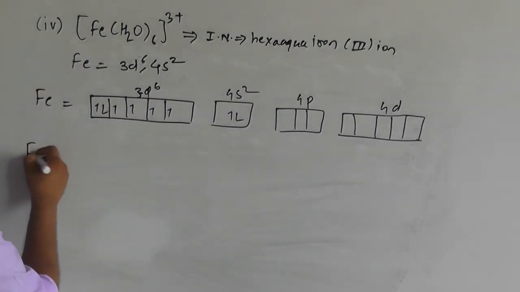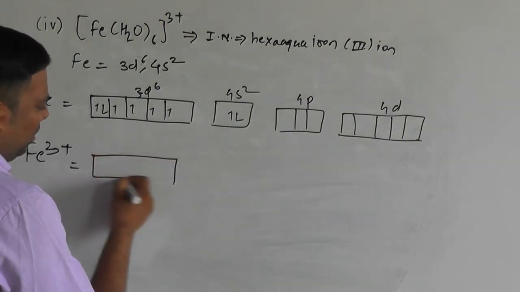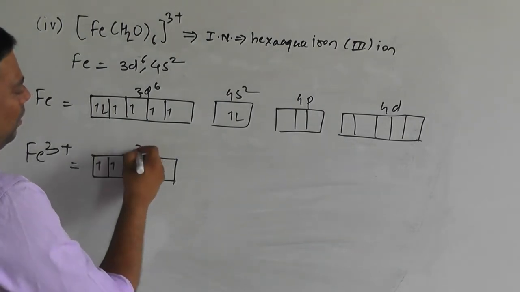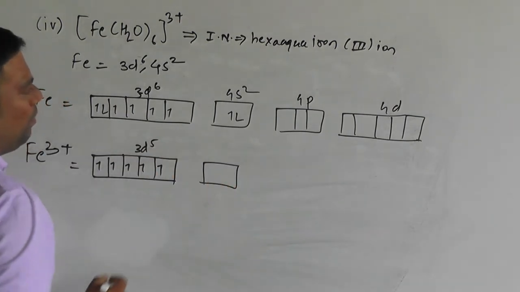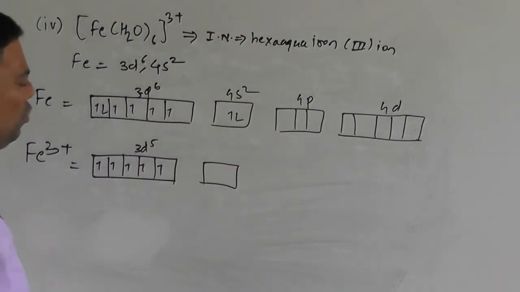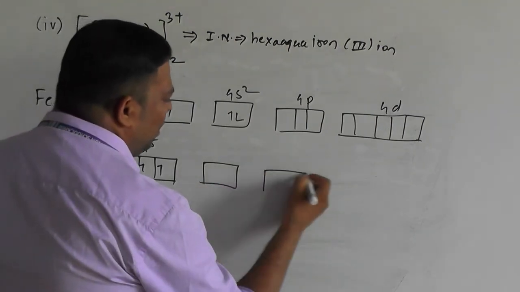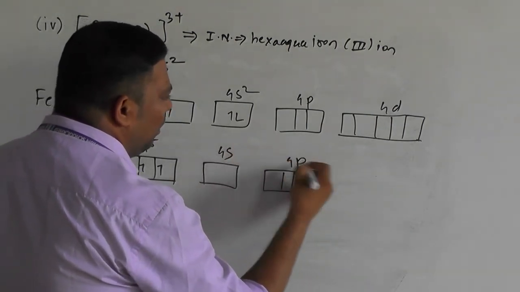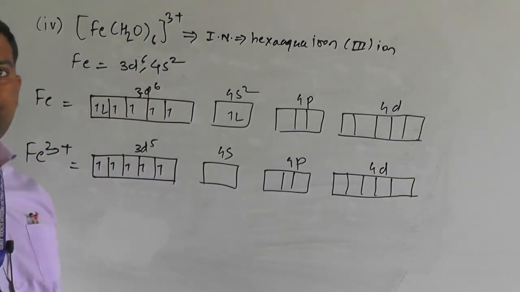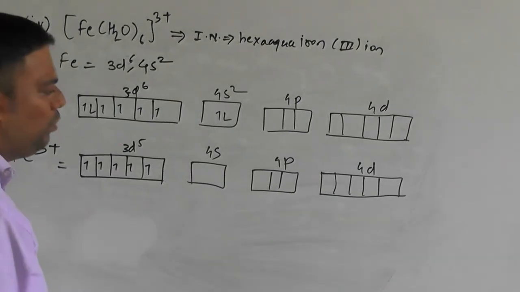Some students have already done this thing, Fe3+. So what will happen? 3d6, 1 2 3 4 5, so 3d5, and here 4s is empty, because for iron 3+ these 2 electrons will go out and this 1 electron will go out because of Fe3+. Okay, and here, beta, 4p is also empty, and 4d we have to mention here as empty. Okay, now see what will happen regarding this. 3d5, 4s, 4p and 4d.